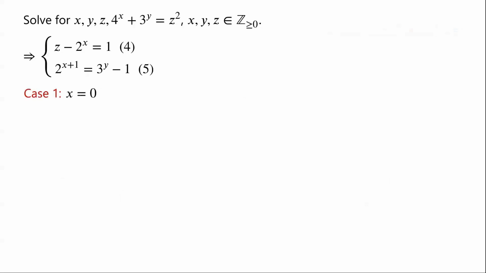Case 1, x equals 0. From equation 4, we have z equals 1 plus 2 to the power of 0, which is 2. So z equals 2.